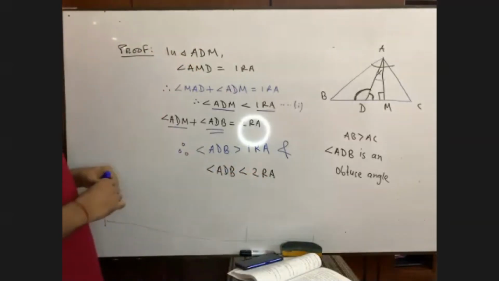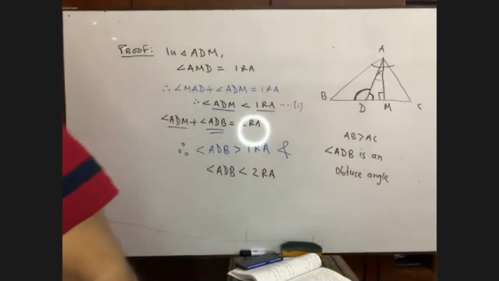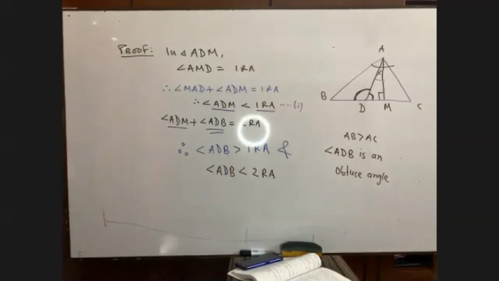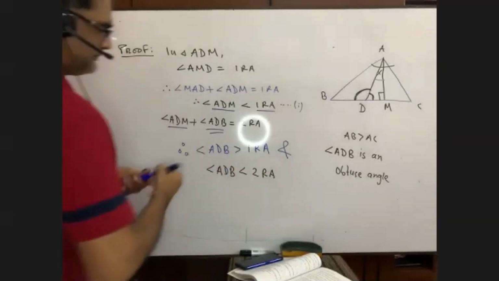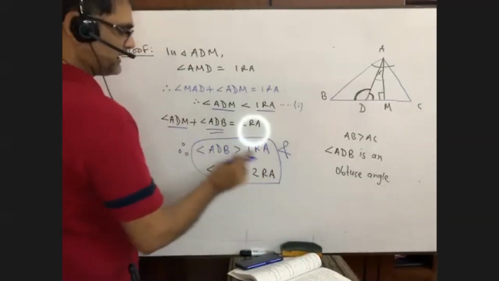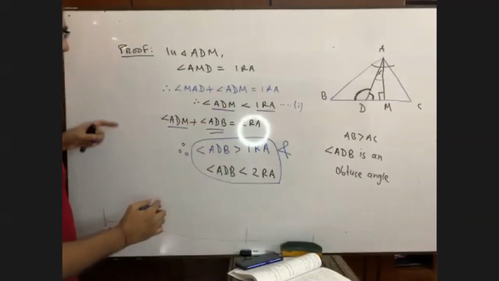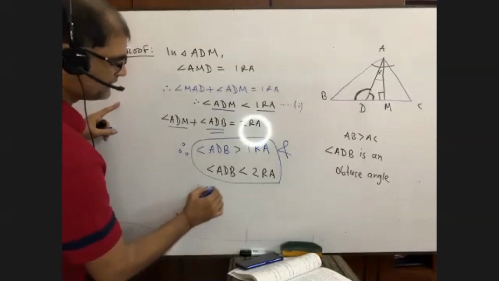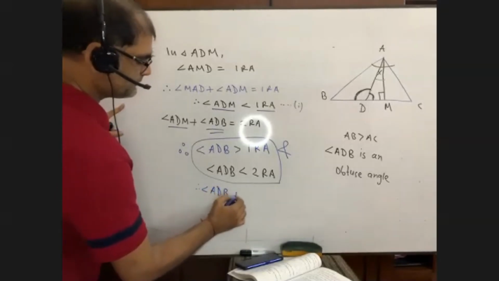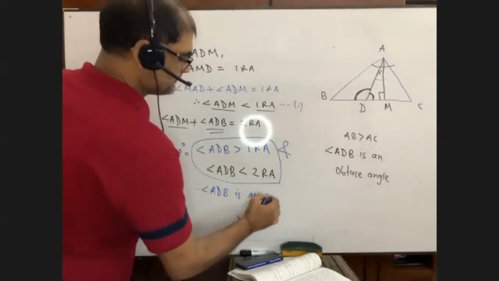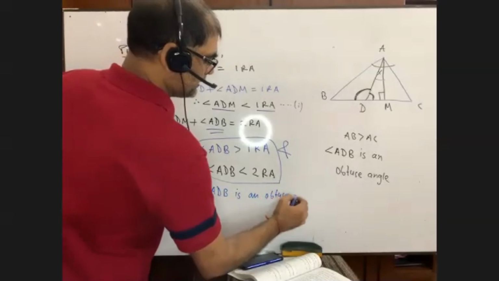Can you tell me what is the definition of an obtuse angle? Sir, I can say exceeding 90 degrees. Is it only that, or anything else? An angle greater than 90 degrees but less than 180 degrees. What do these last two lines indicate? So, obtuse angle. Greater than one right angle but less than two right angles. Now can we conclude that yes, angle ADB is an obtuse angle? Yes, sir. So, obtuse angle.